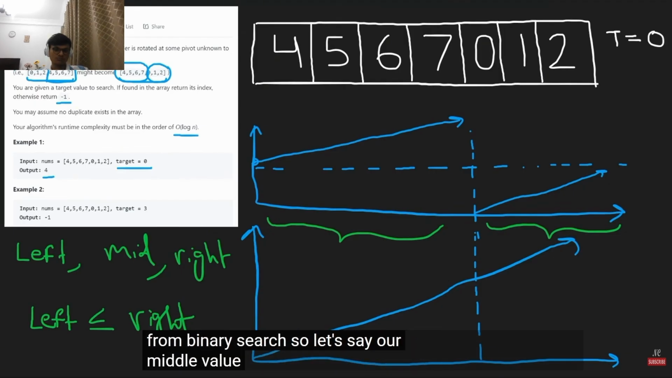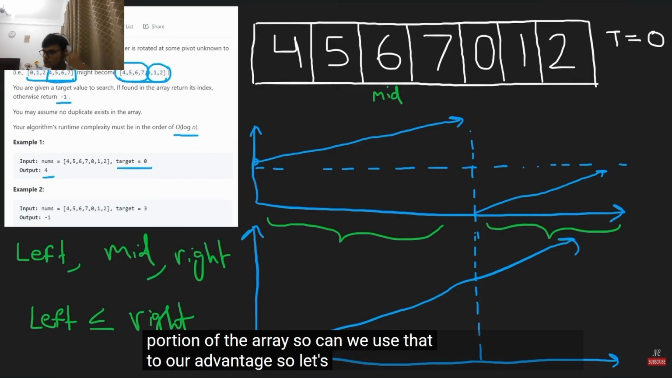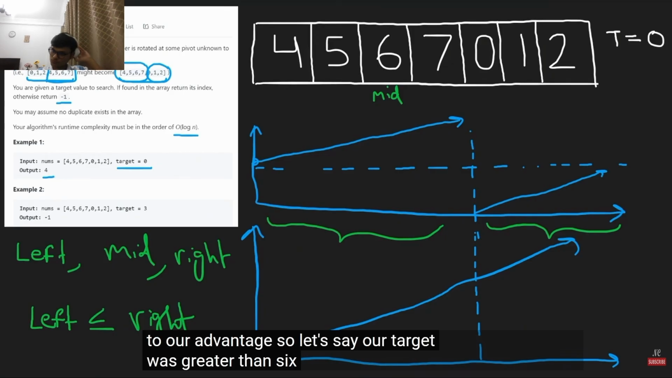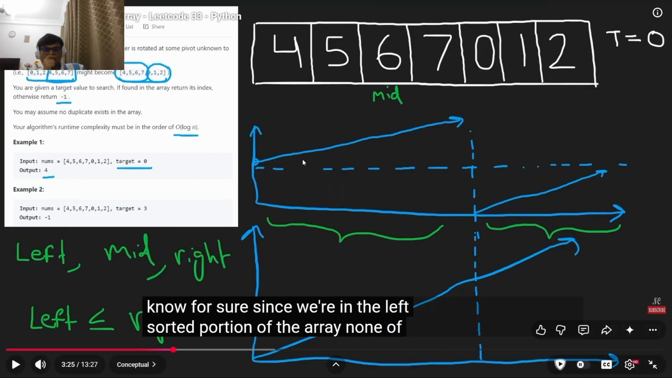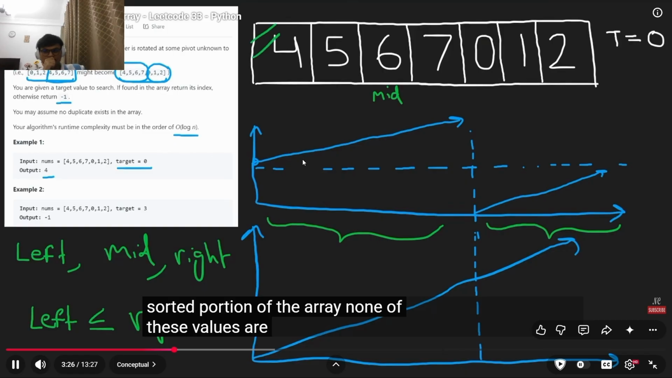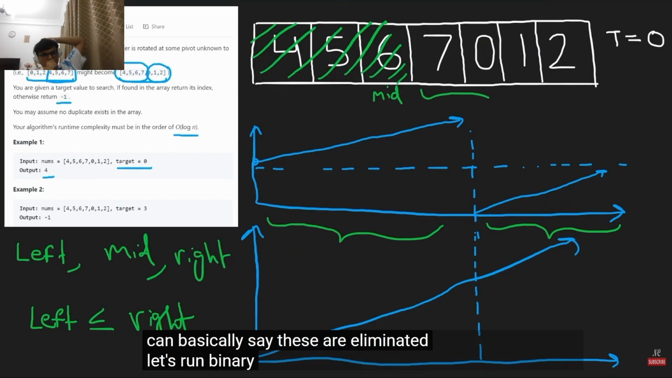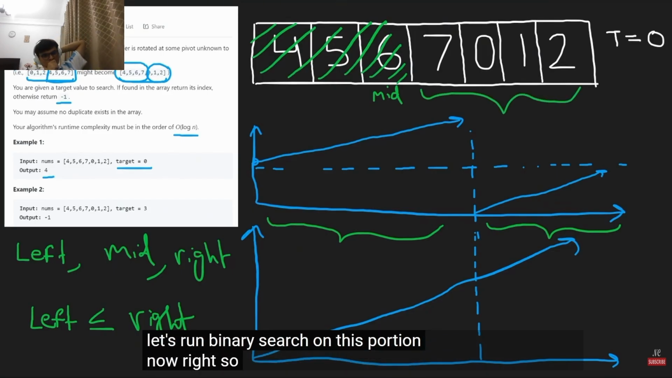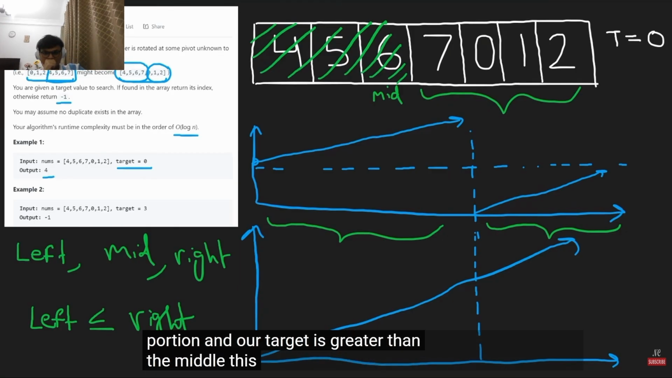So let's say our middle value was 6 at some point, right? This means that we're in the left sorted portion of the array. So can we use that to our advantage? So let's say our target was greater than 6. In that case, we know for sure, since we're in the left sorted portion of the array, none of these values are greater than 6. So we can basically say these are eliminated. Let's run binary search on this portion now, right? So that's pretty easy. If we know that we're in the left sorted portion and our target is greater than the middle, this is what we can do.